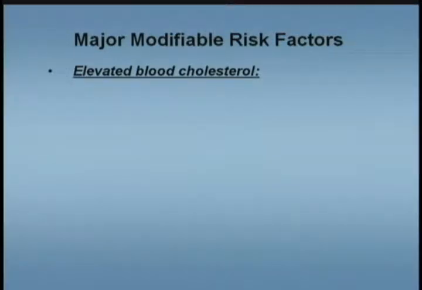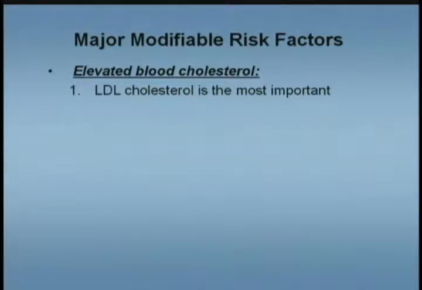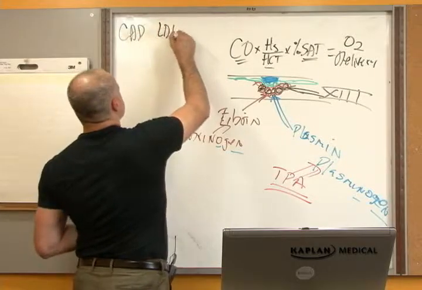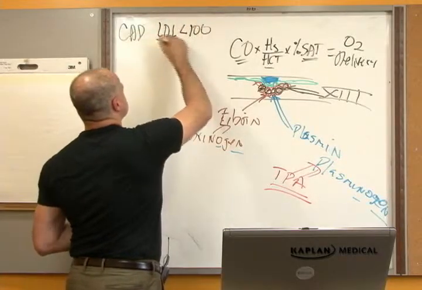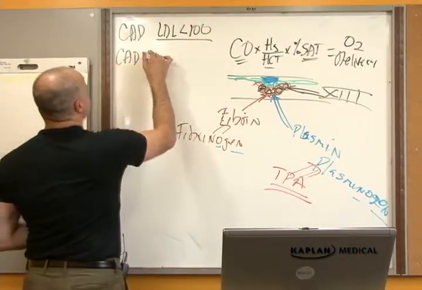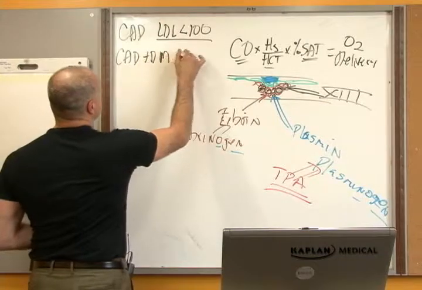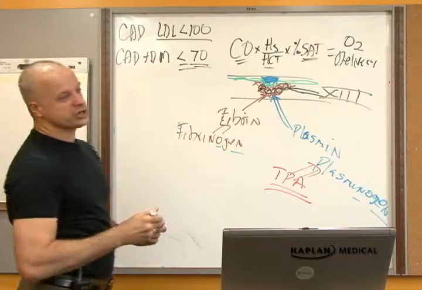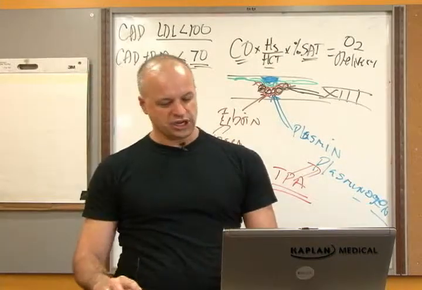If you have a person who's got coronary disease, the goal of an LDL is less than 100. So if you have a person with coronary artery disease, the goal is an LDL less than 100. Now, if you have coronary artery disease and diabetes, the goal is less than 70. However, if it's coronary disease alone, the goal is less than 100.